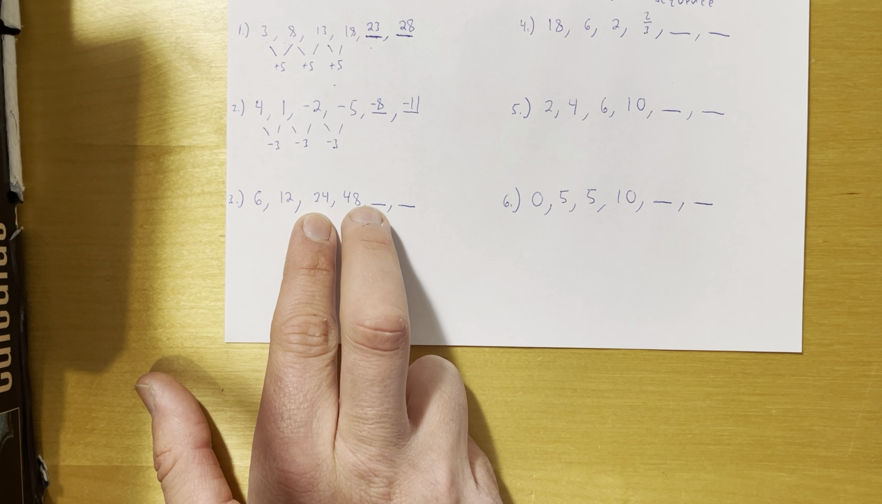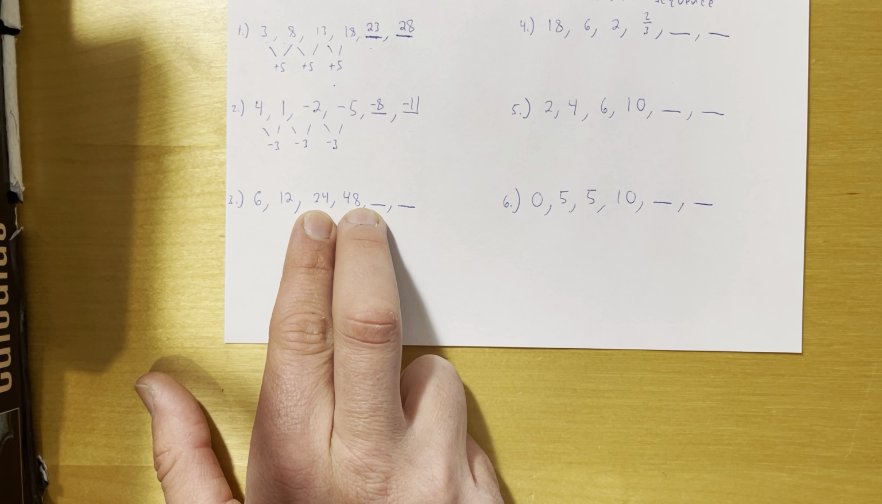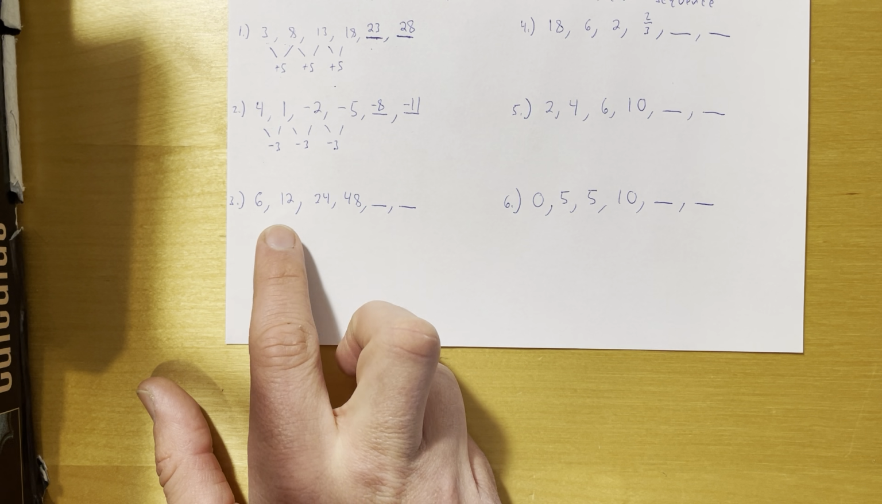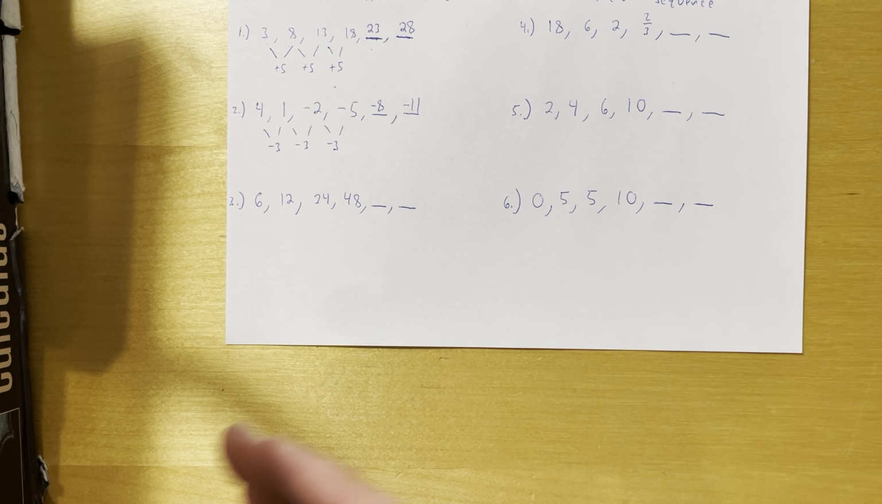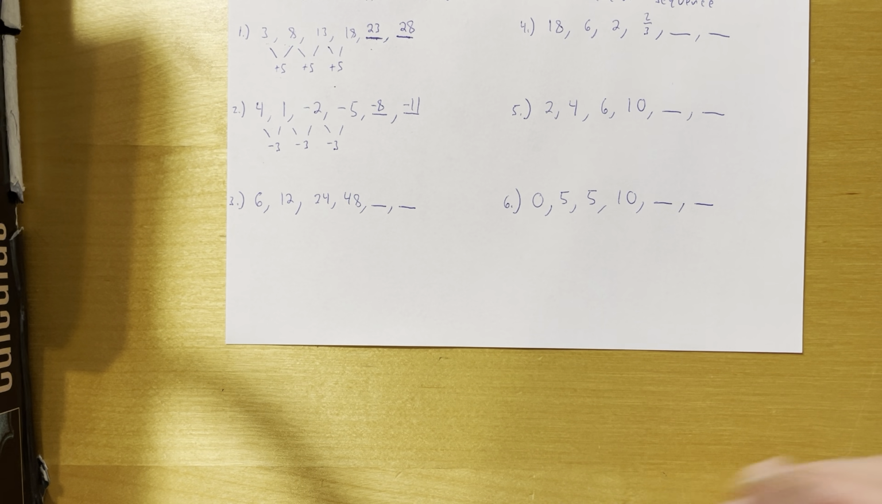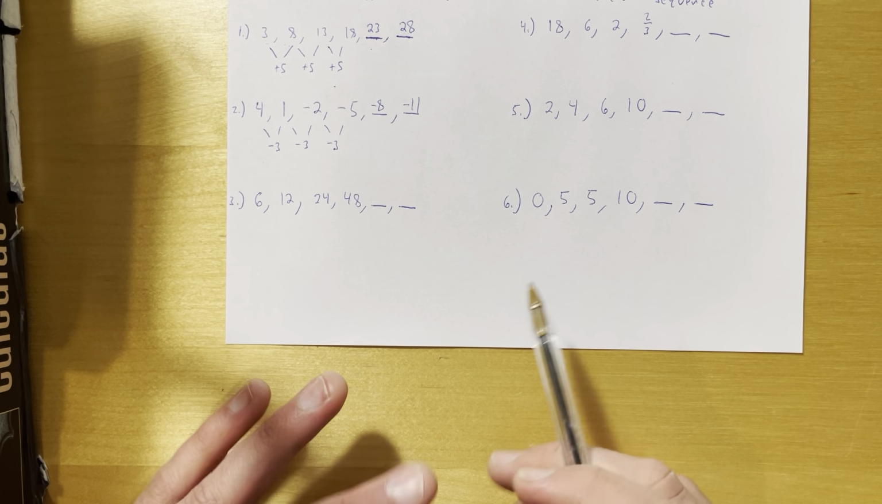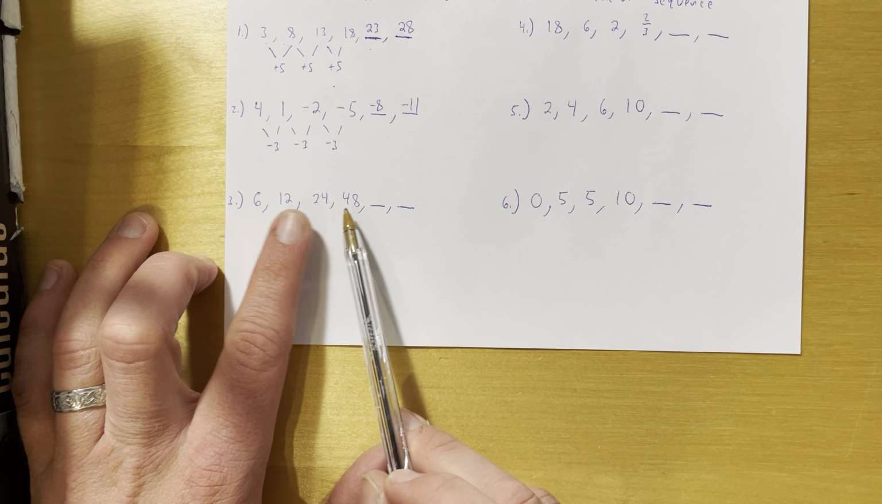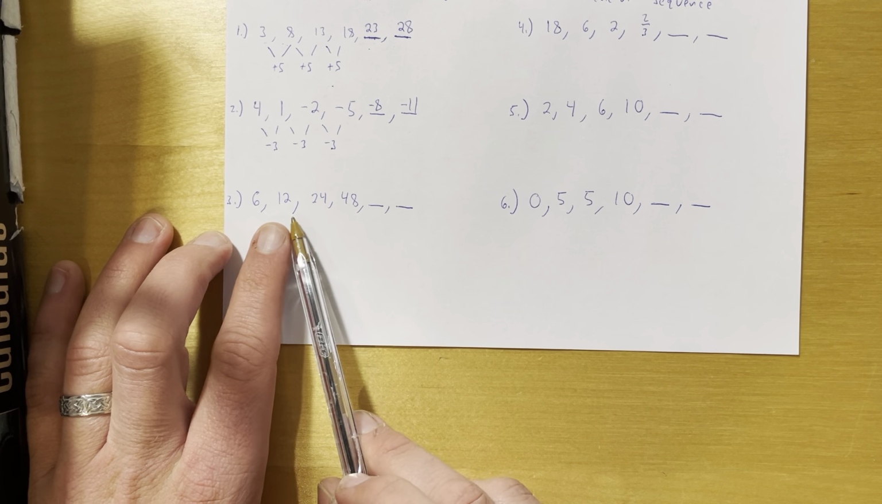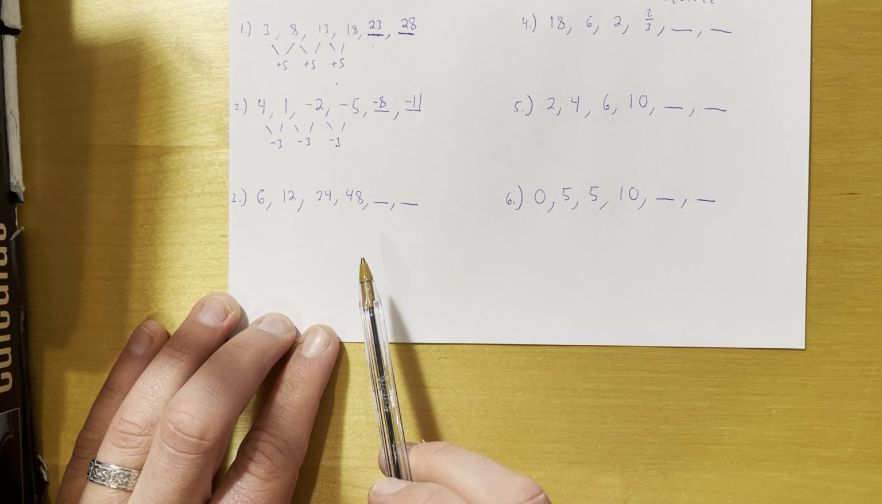And then same thing here. 48 minus 24 is 24. I would have plus 24. The number that's being added each time is changing. So it's not common. It's not a common difference, which means this is not an arithmetic sequence. However, I'm noticing that the gaps between these terms is getting larger each step of the way.